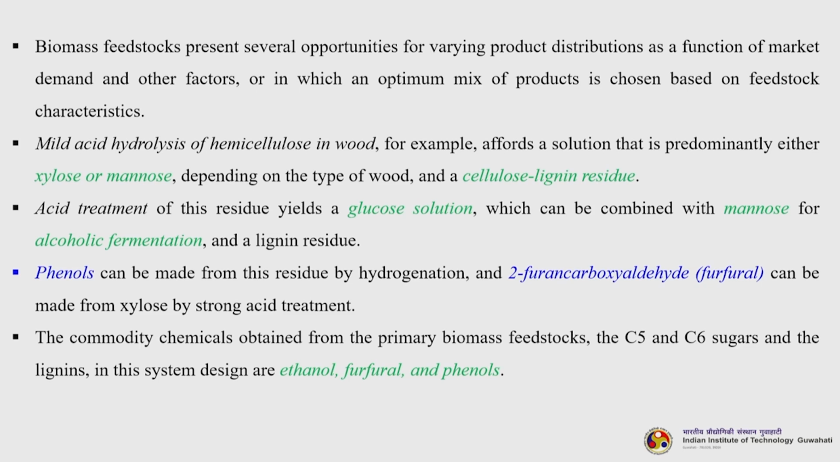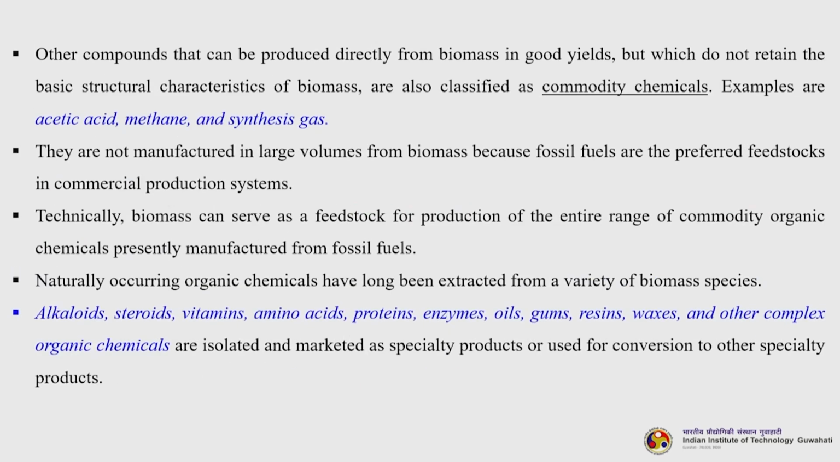Now, phenols can be made from this residue by hydrogenation, and 2-furan carboxaldehyde, that is furfural, can be made from xylose by strong acid treatment. The commodity chemicals obtained from the primary biomass feedstocks, C5 and C6 sugars and lignins, in this system design are ethanol, furfural and phenols. Other compounds that can be produced directly from biomass in good yields, but which do not retain the basic structural characteristics of biomass, are classified as commodity chemicals.